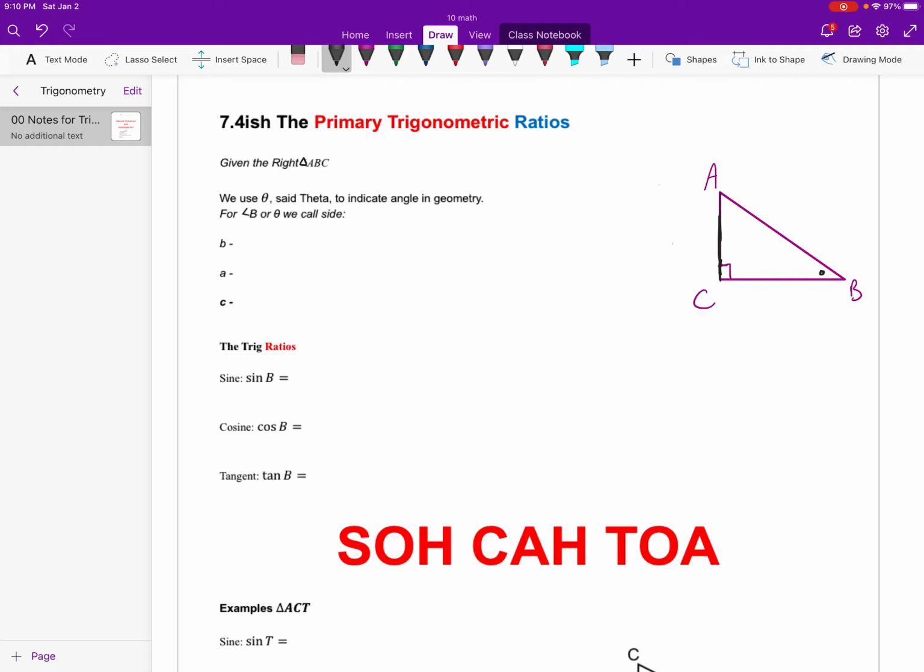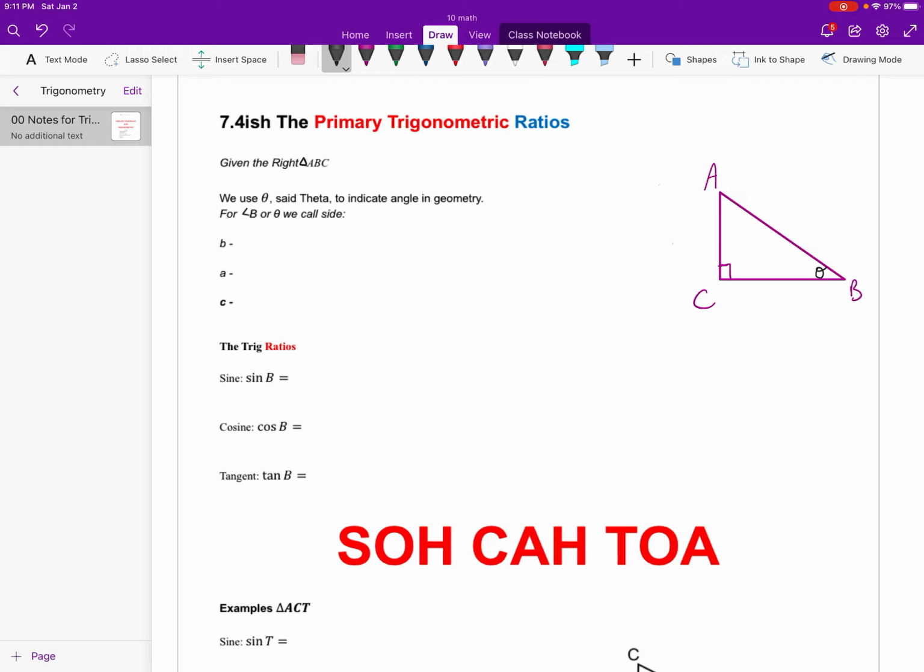Okay? So this basic understanding results in something called the primary trigonometric ratios, which allows us to solve for exact angles and exact sides. So given the triangle on the right there, triangle ABC, we use theta to indicate an angle in geometry. For angle B, or theta, let's put a theta right there. So that's the symbol for theta.